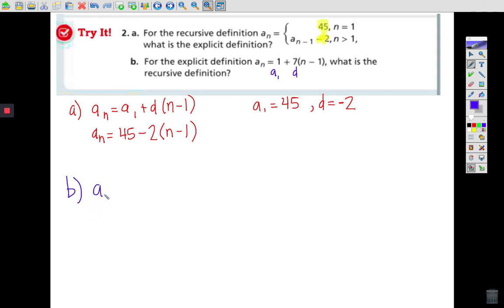So we would write a sub n equals a sub n minus 1 plus 7 when n is greater than 1. And then a sub 1 equals 1, when n equals 1. And that's our recursive definition. So we took recursive and put it in explicit, then we took explicit and put it in recursive. So we just did the opposite.